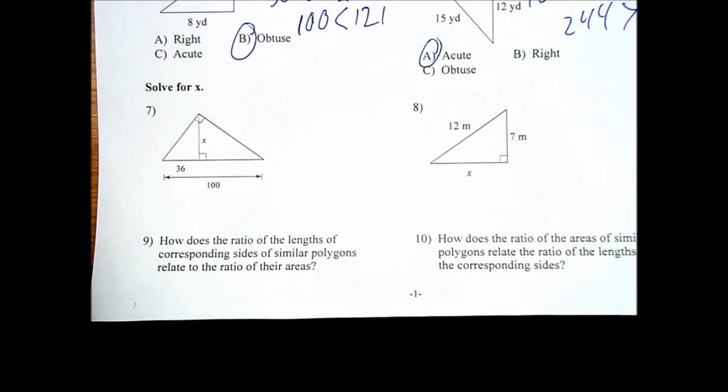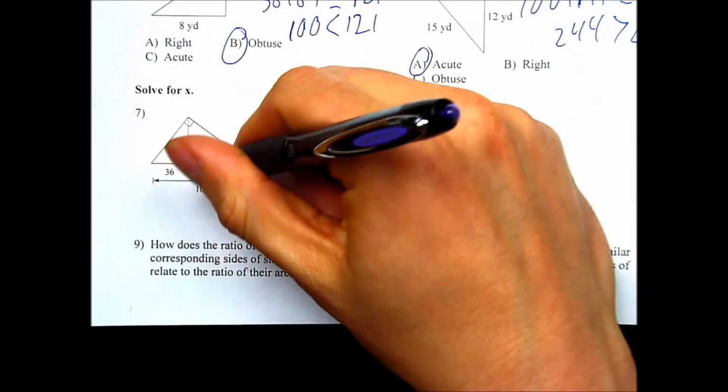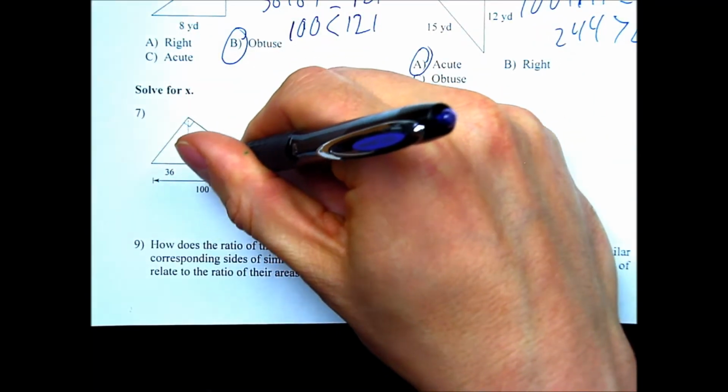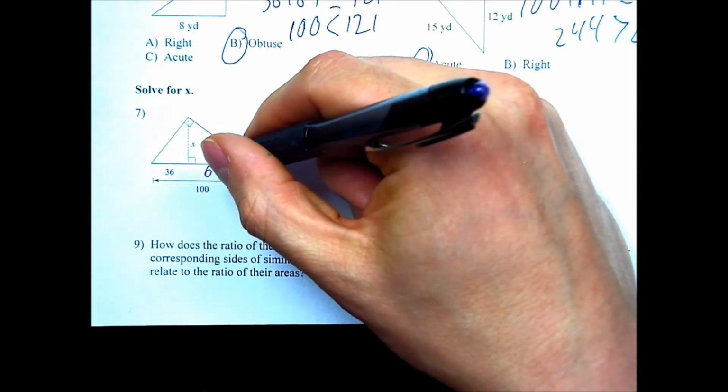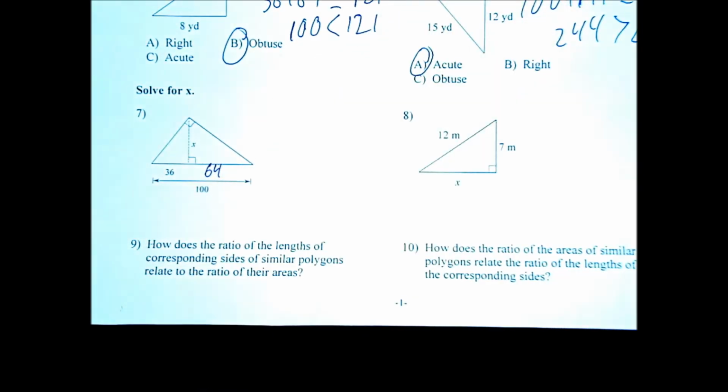It is always worth your time to label the other portion on the triangle with the two given portions. So this is 36, this is 64, because it makes 100 total. And then you're going to look at what's labeled on the triangle here and determine your ratios.